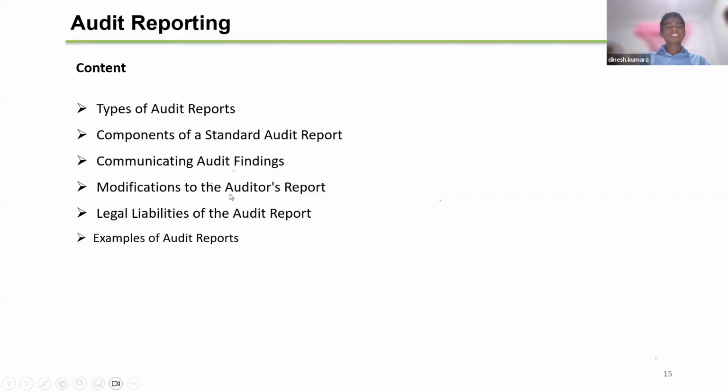Then modification of the internal audit report. How can we do a modification to the internal audit report, or sometimes the opinion? The legal liabilities of the audit report. What is the legal aspect of audit reports? And examples of audit reports.